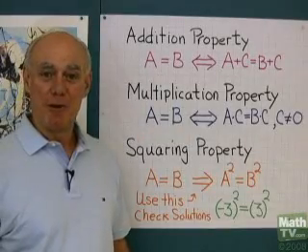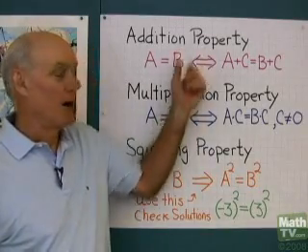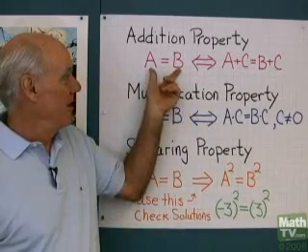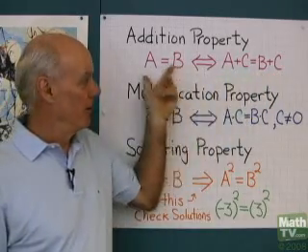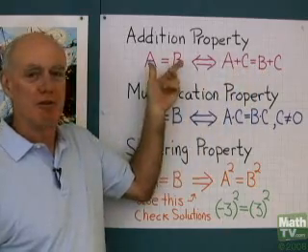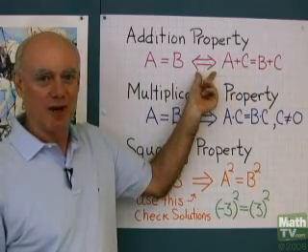I just want to review for a minute the properties we use to solve equations. First of all, the addition property. If A is equal to B, then A plus C is equal to B plus C, and the other way around. If this is true, this is true, and if this is true, this is true. That's why I have the double-sided implication right here.